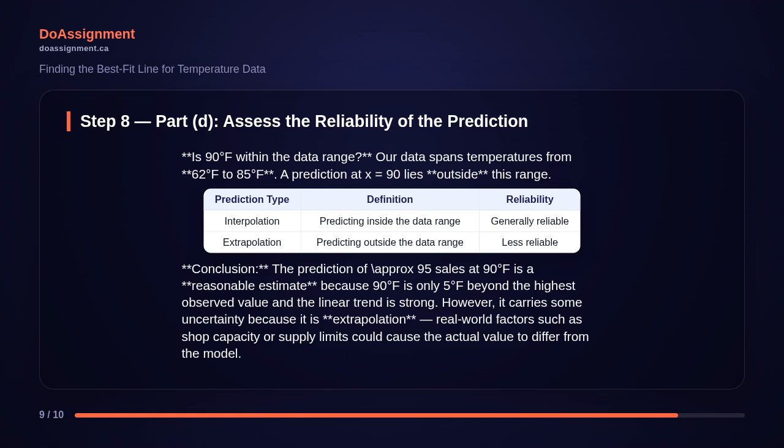But we should acknowledge that the linear pattern might not hold perfectly at higher temperatures, so there is some uncertainty in the answer.